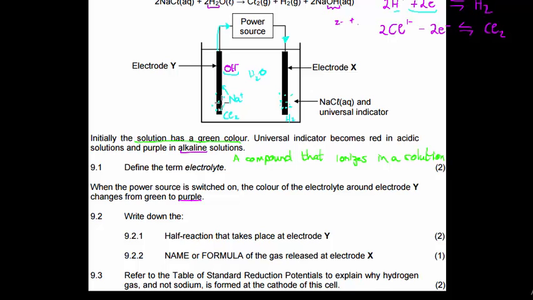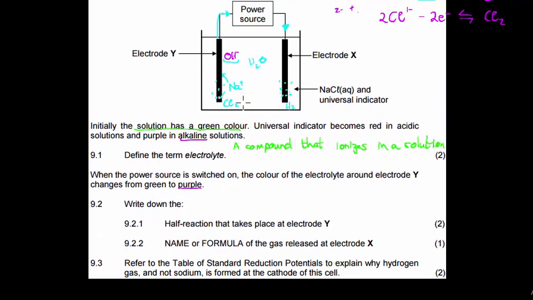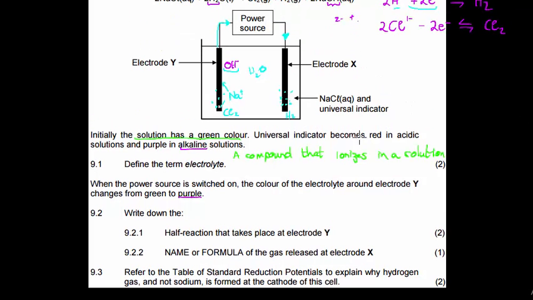All you needed to know is which side would be the positive and which side would be the negative. Once you know that, then you know which one is getting the electrons, which one is donating them back into the outside circuit, and then you can determine what is happening at what side. So let's see what they say. Write down the half reaction that takes place at electrode Y.